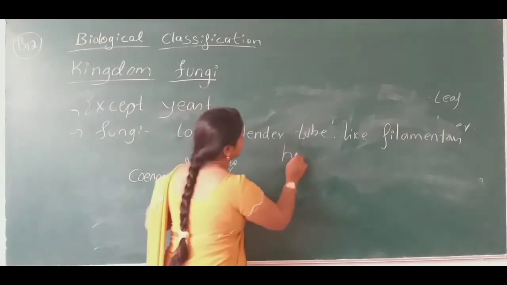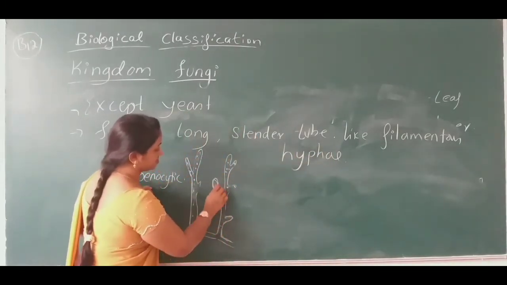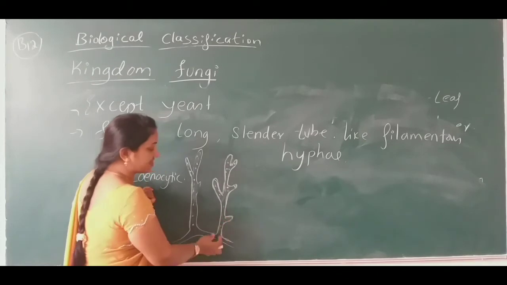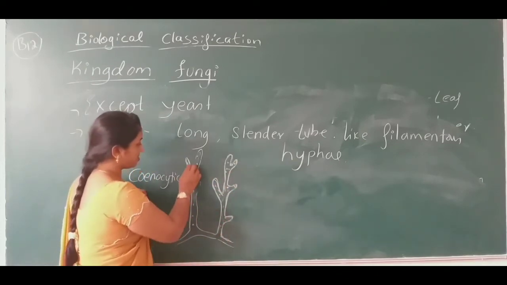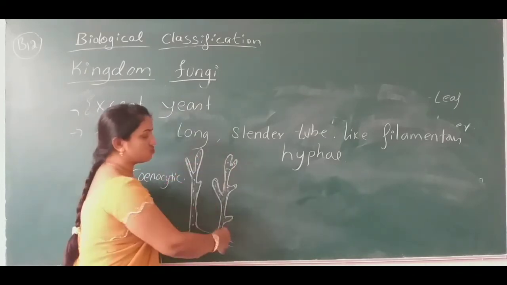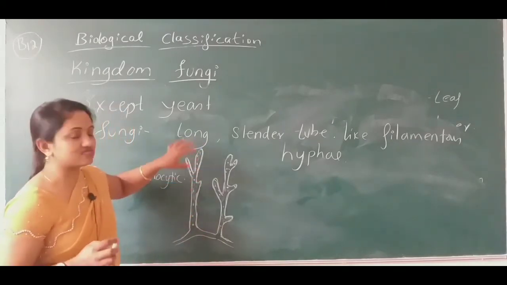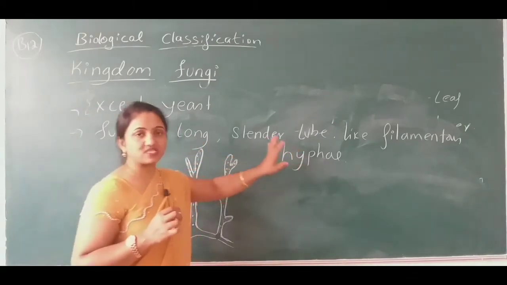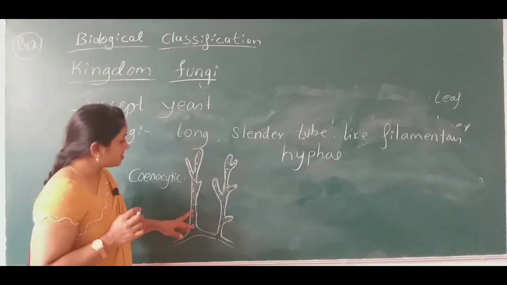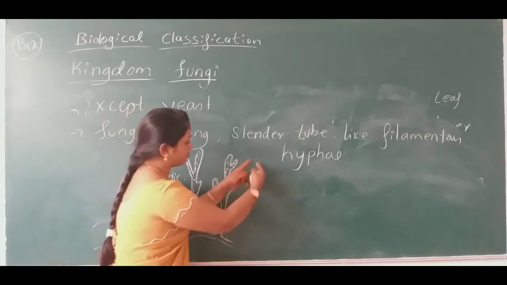So what do you call this long, slender, filamentous tube? It is known as hyphae. This is one hyphae, and this is one more hyphae. A long tube-like slender filamentous structure is hyphae. Most of the fungi will be like this. I have drawn one hyphae here, and one more hyphae will be there, and one more.